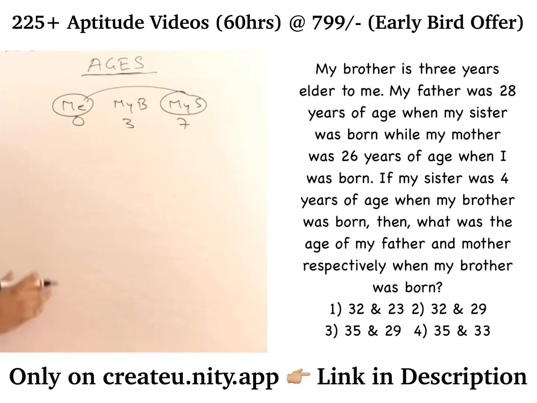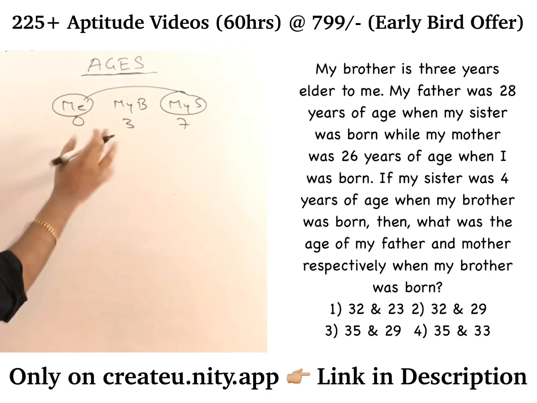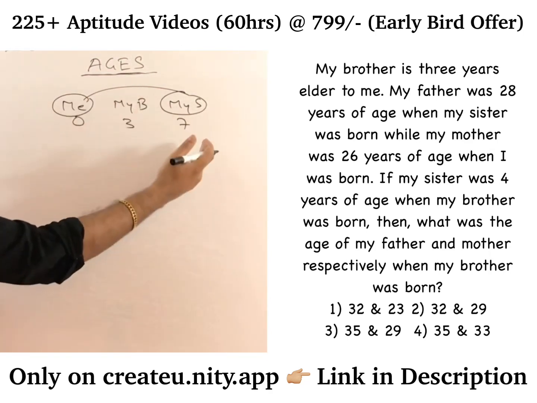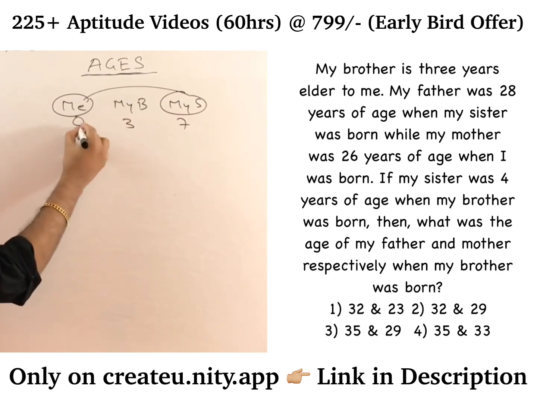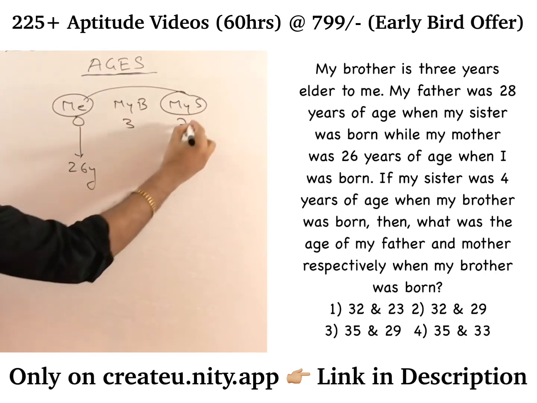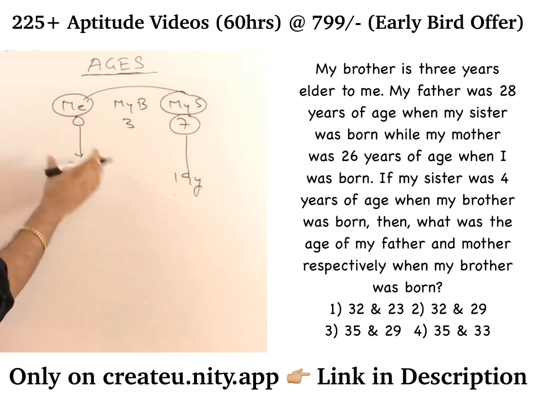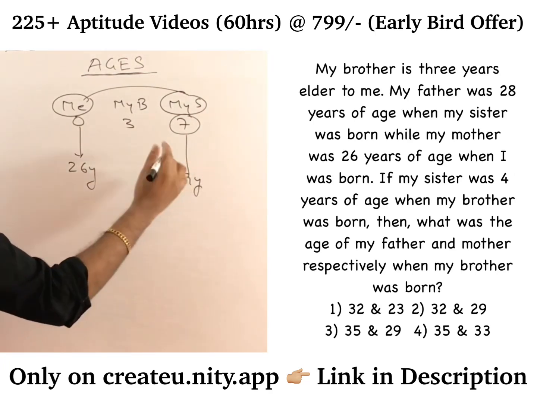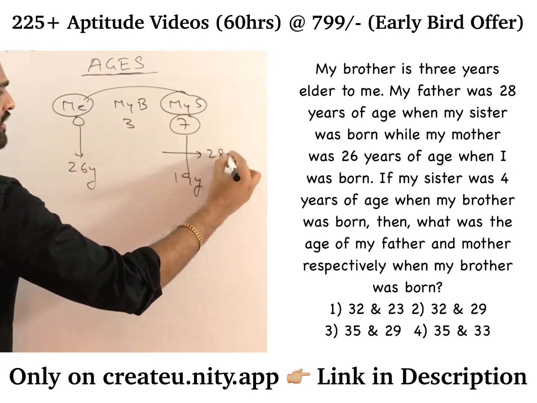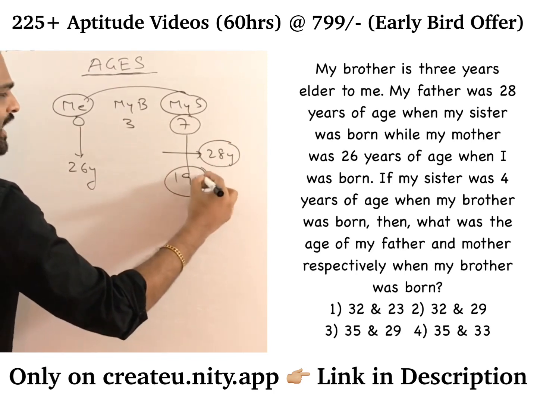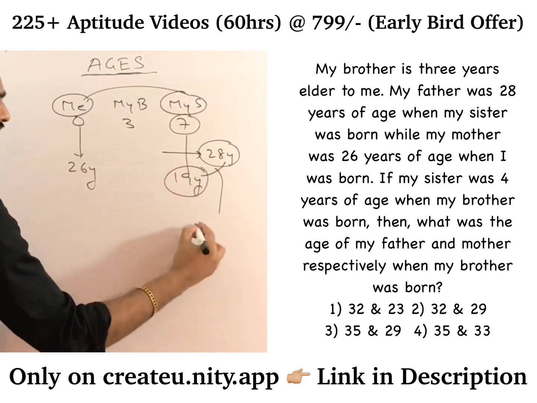And when you observe the question clearly, my father was 28 years old when my sister was born. And when I was born, my mother is 26. My sister was born 7 years before me. That means when I was born, my mother is 26, so when my sister was born, my mother will be 19 years, because she will be 7 years less than the age when I took birth. So she will be 19, and the information given about father is 28 years. So I can very clearly say the age gap between my mother and my father is 9 years.